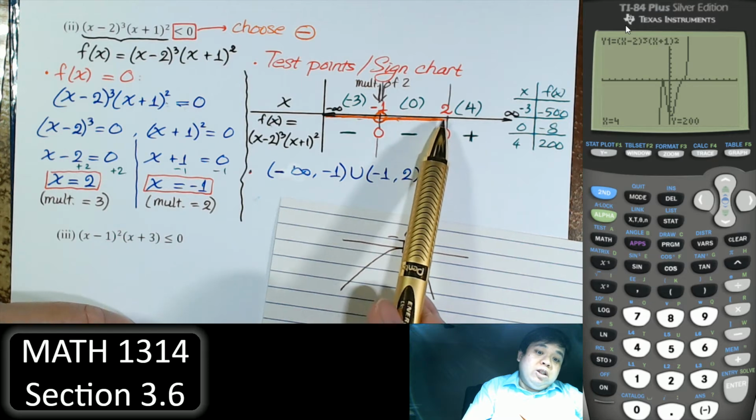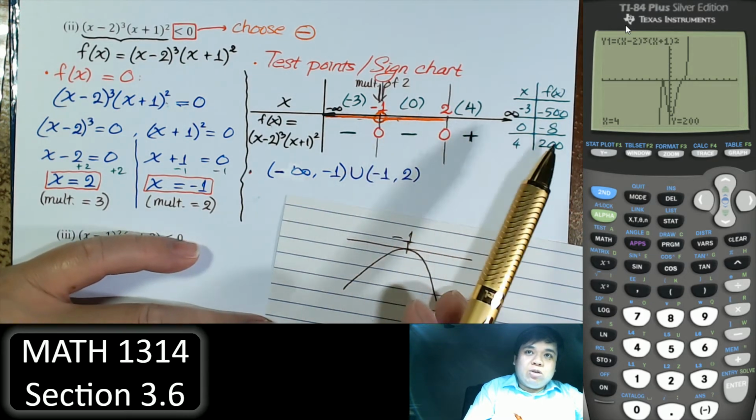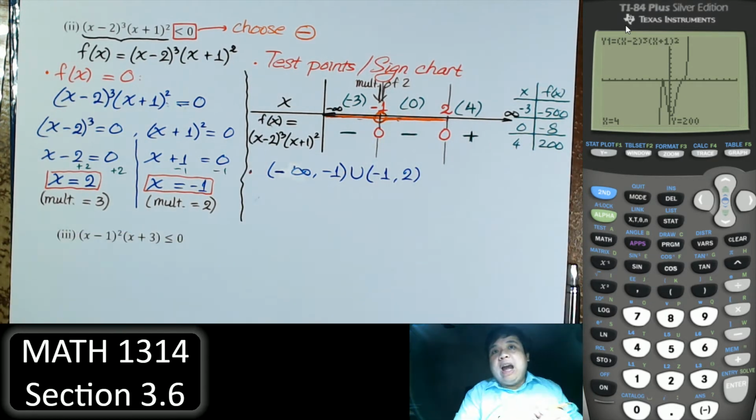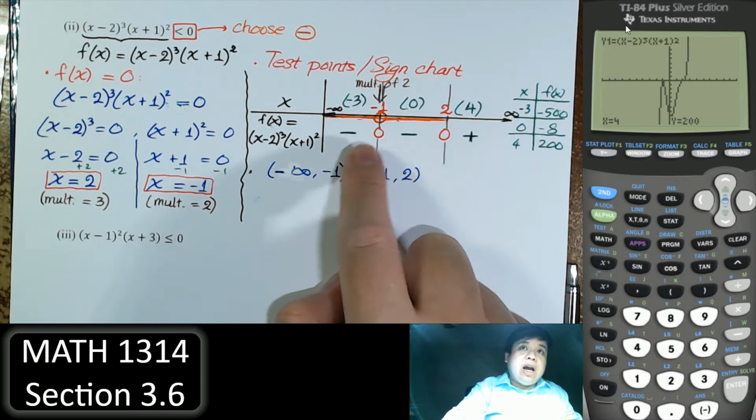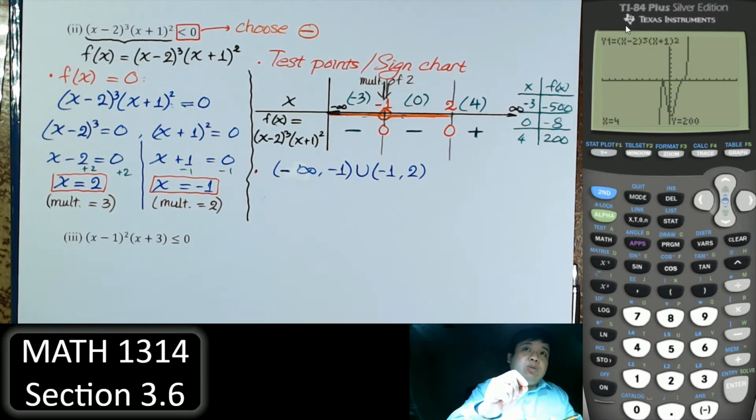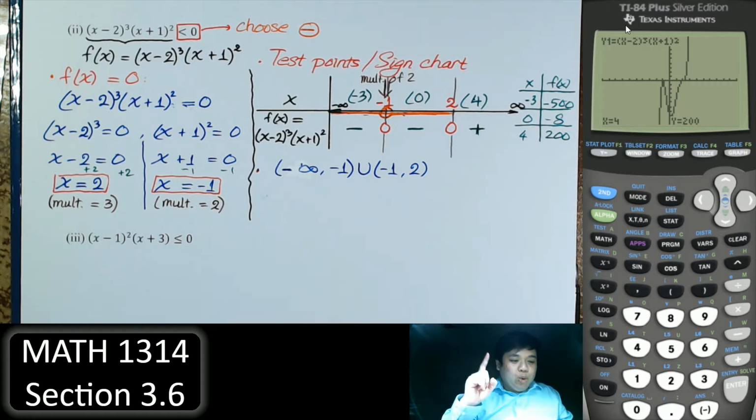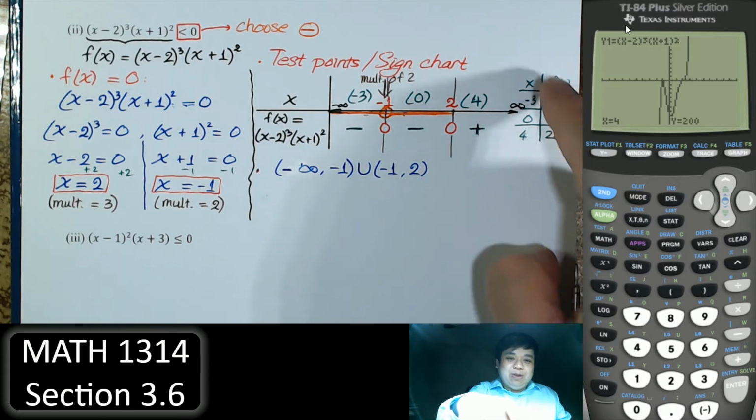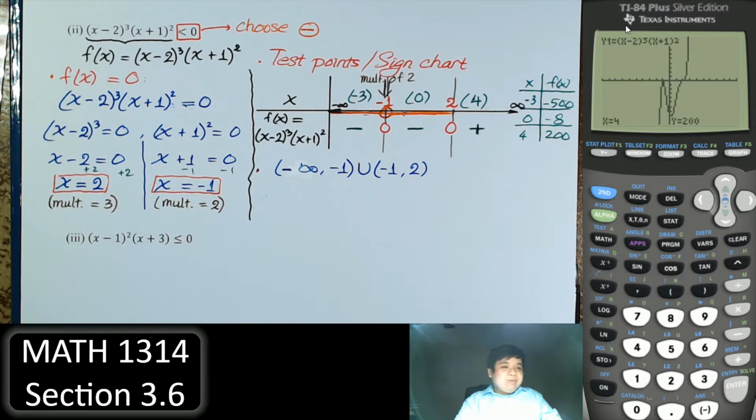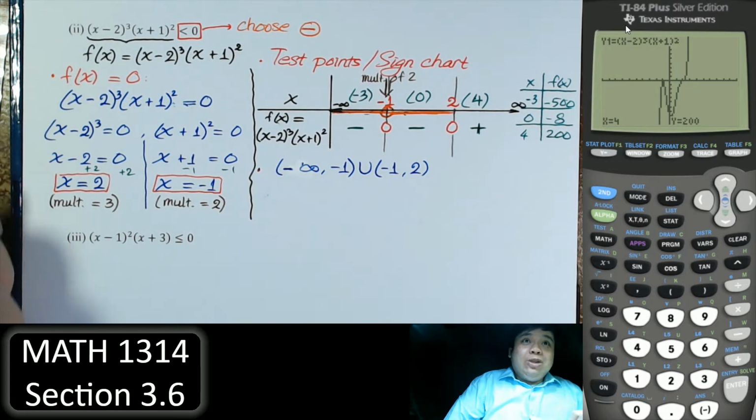This is multiplicity of 3 at 2, the sign will alternate. Bottom line is, if we have an even multiplicity, the sign will not change. If we have an odd multiplicity, the sign will change. So in that case, all we need to do is just one test point. We don't have to do all of this. Right. We see that in the next example.